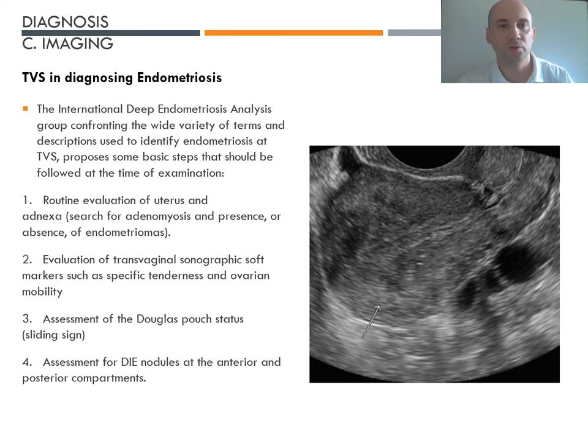The International Deep Endometriosis Analysis Group, confronting the wide variety of terms and descriptions used to identify endometriosis at transvaginal scanning, proposes some basic steps that should be followed at the time of examination. Routine evaluation of the uterus and adnexa, search for adenomyosis and the presence or absence of endometriomas. Evaluation of transvaginal sonographic soft markers such as specific tenderness and ovarian mobility. Assessment of the Douglas pouch status, sliding sign. Assessment for deep infiltrating endometriosis nodules at the anterior and posterior compartments.